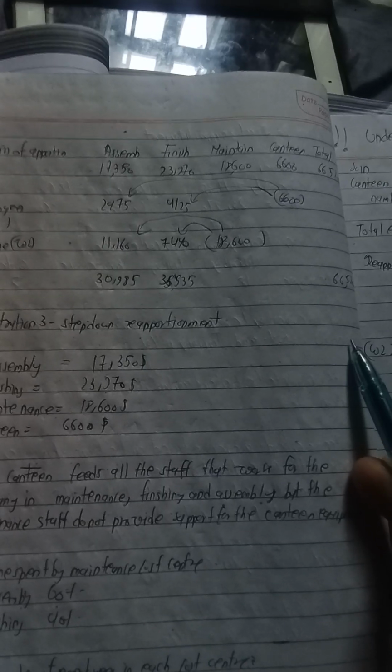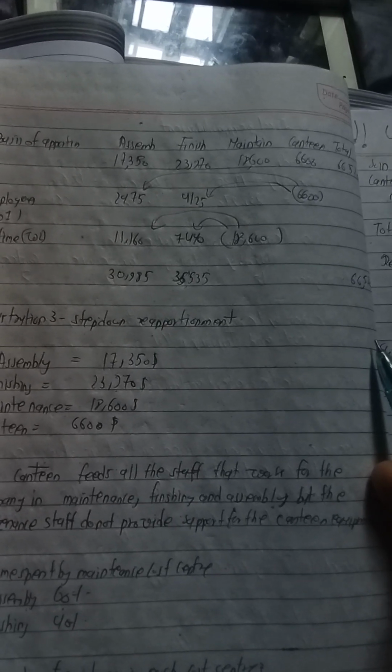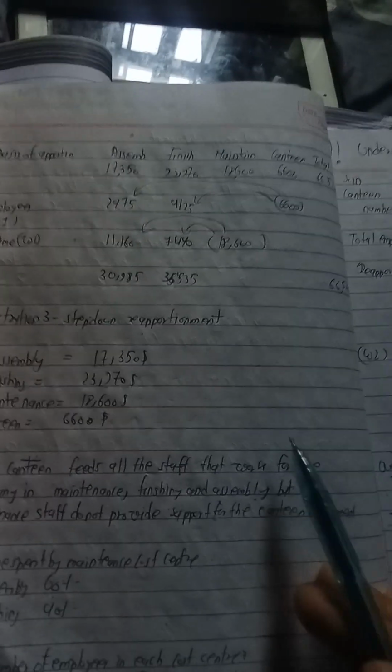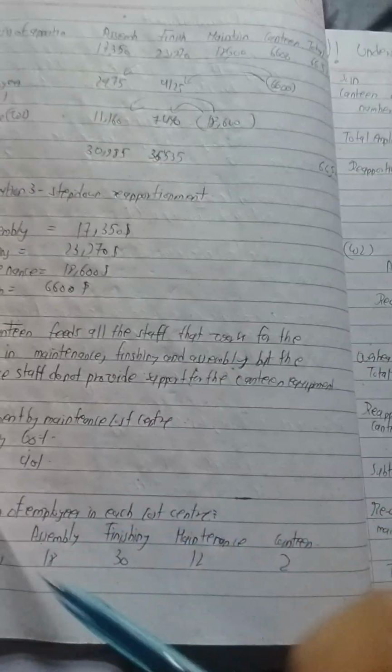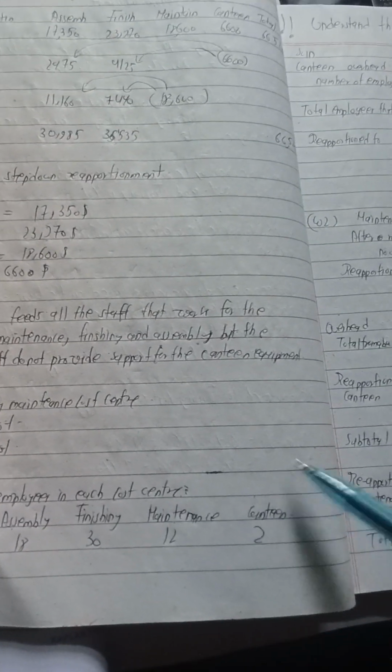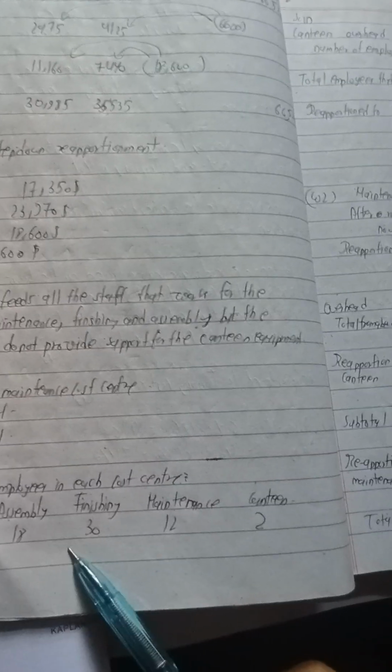So in step down reapportionment, we include all the employee, okay, except the service cost center which provides its service, maintenance, finishing and assembly. We total is sum of all these.